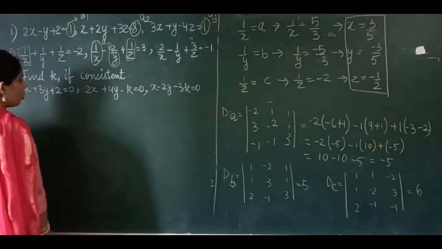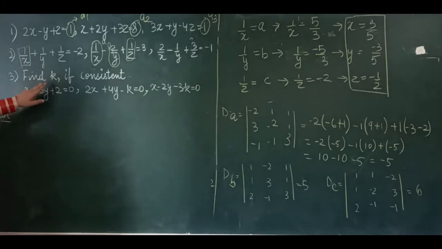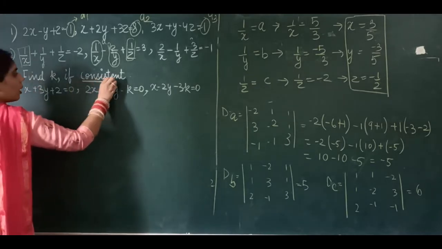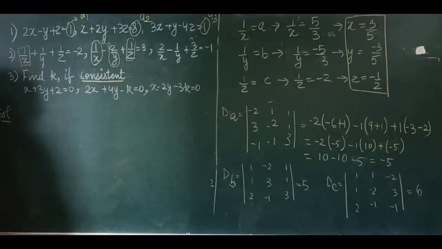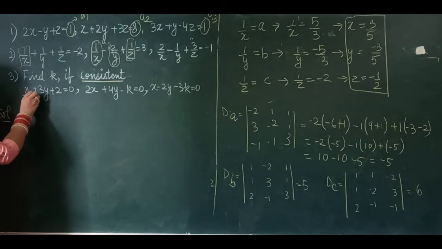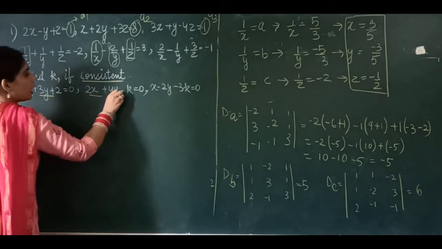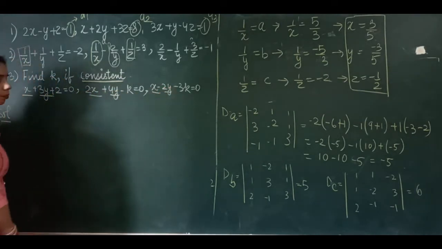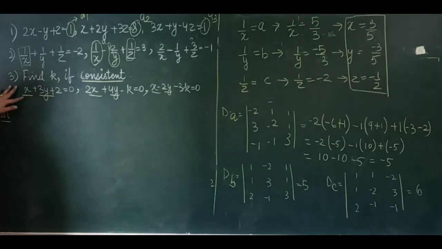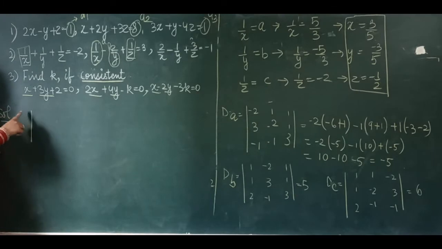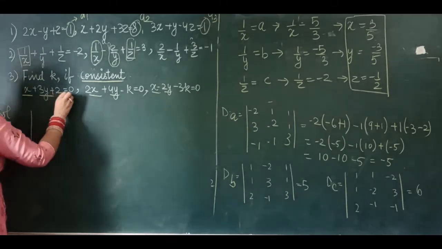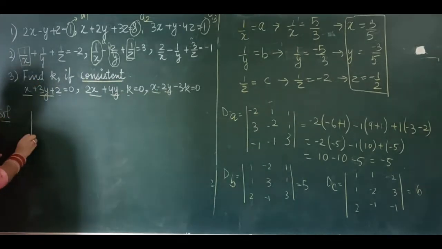So the third question says, find k if the following equations are consistent. Consistent means that they have a solution, and if you observe carefully, they just have two variables x and y. Students, if a question like this comes, we simply write the equations in the determinant form, including the coefficients. This is 2, minus k, and minus 3.